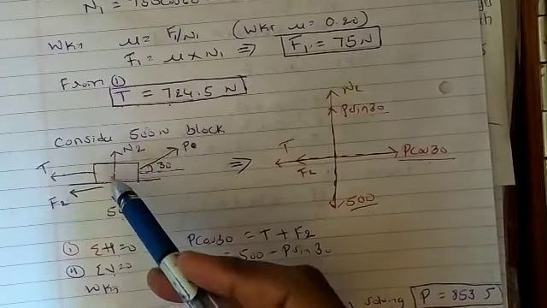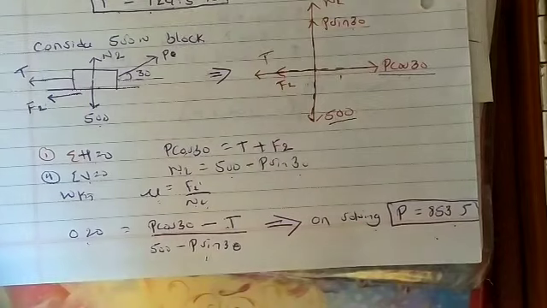Next we'll consider the 500 Newton block. The same we'll draw here and use this equation. We'll get the value of P as 853.5.